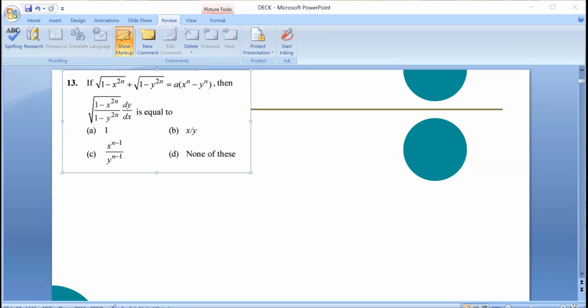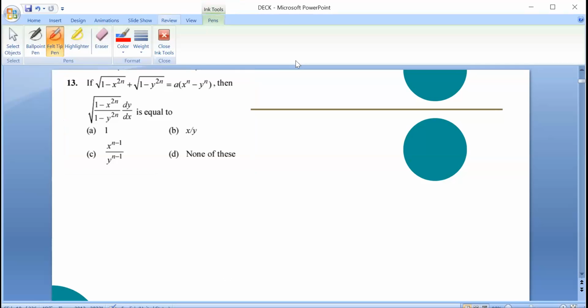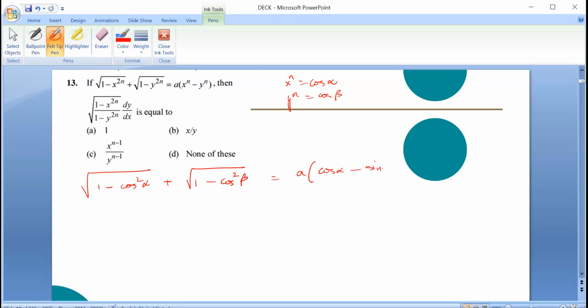So to make the question easy, we will put x power n as cos alpha and y power n as cos theta. So we have square root of 1 minus cos square alpha plus square root of 1 minus cos square theta equal to a into (cos alpha minus cos theta).